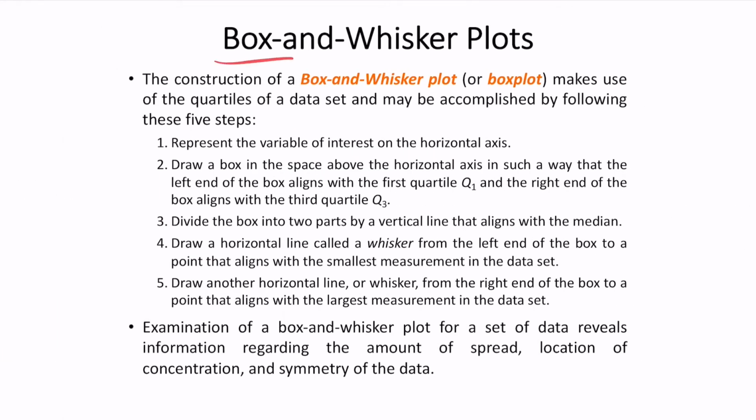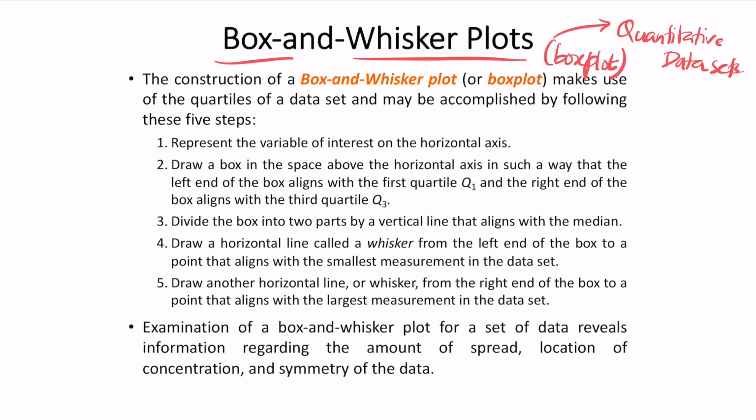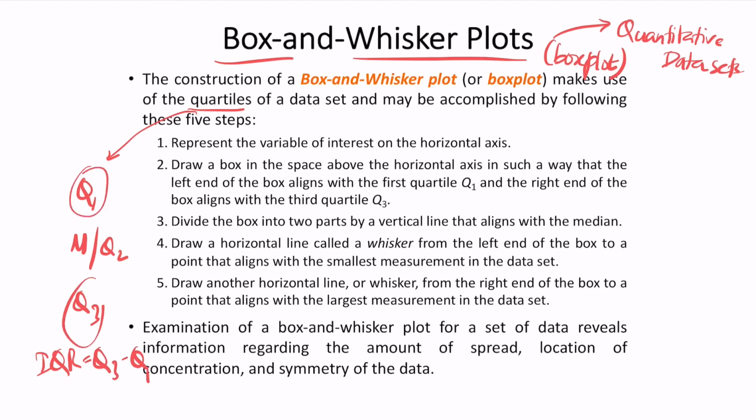Next, let's come to the last one, box and whisker plots. Box and whisker plots are also exclusive for quantitative data. So what is the box and whisker plot? The common name is box plot. A box plot uses quartiles. You remember quartiles: Q1, median or Q2, and Q3. We also talked about the interquartile range, which is Q3 minus Q1. So we make use of Q1, Q3, median and the interquartile range to represent the data.